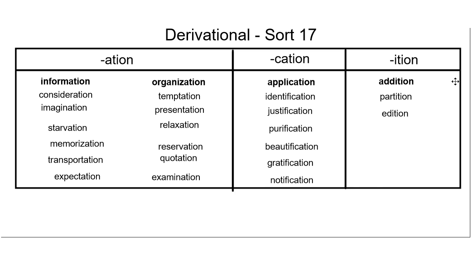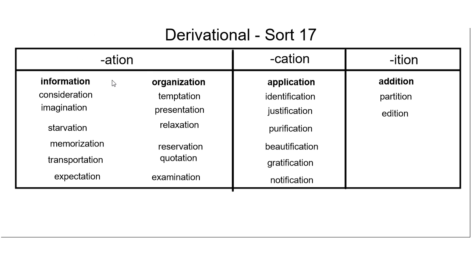Our third column, the first word that we're looking at, has the root word of add. Adding the ition makes an addition to the word. Partition also follows this rule, as does addition. You'll notice that the ending sound of the ition words is tion. This is not the case with our first category.